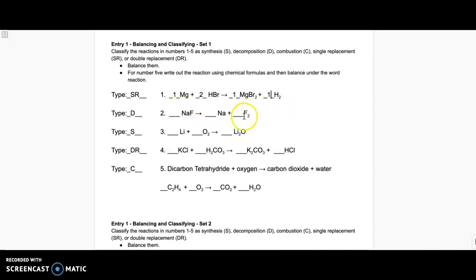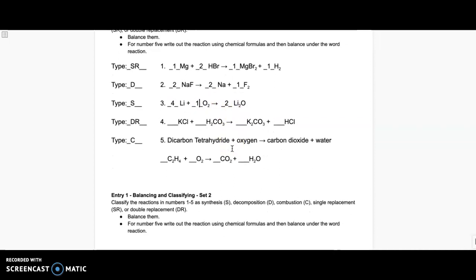So simple balances here to start. I got 2 F's, 1 F. So I need a 2 here. That gives me 2 Nas. So I got to put 2 Nas on that side, giving me 2 F's on both sides. I need a 1 there. Okay. Here, I can already tell you that I'm going to have to put a 2 there to balance my oxygens. 2 times 1 oxygen gives me 2. 2 times 2 gives me 4 lithiums. So I need a 4 there, and then 1 O2.